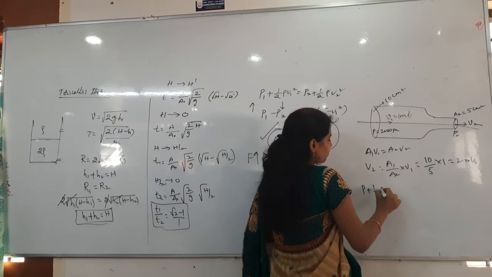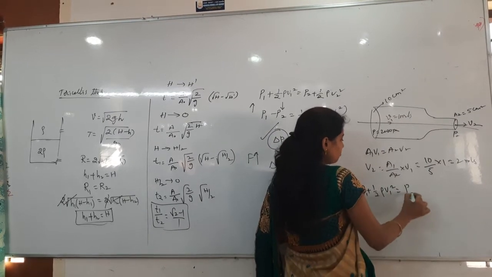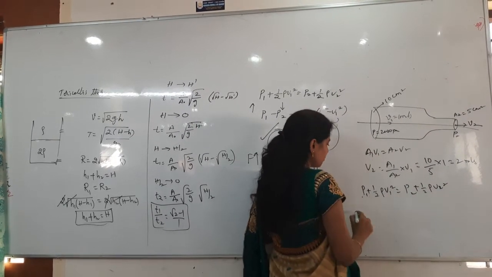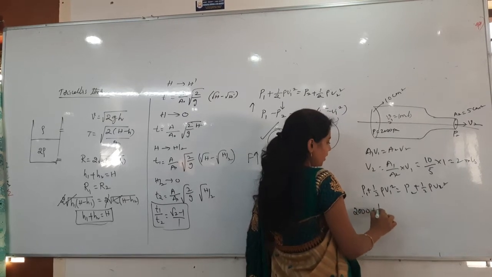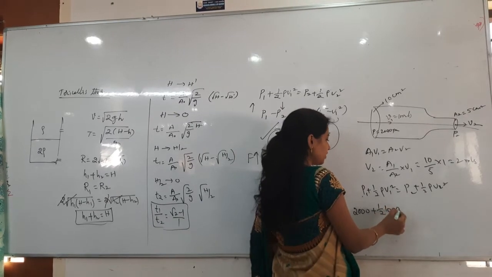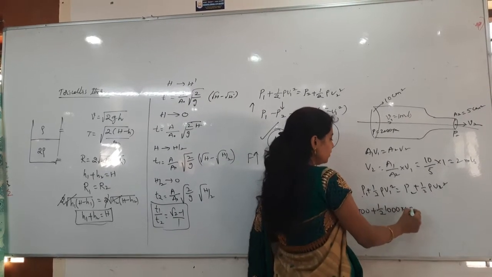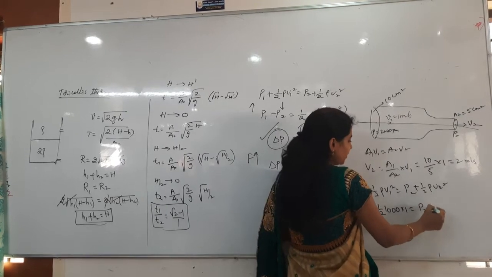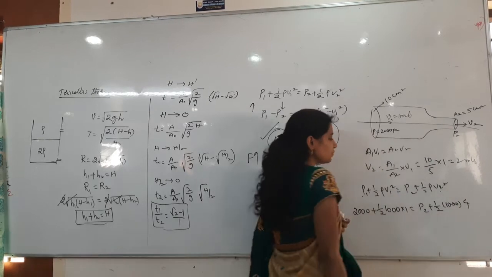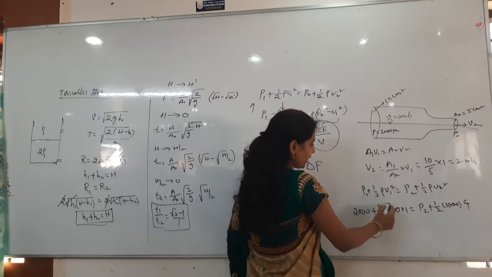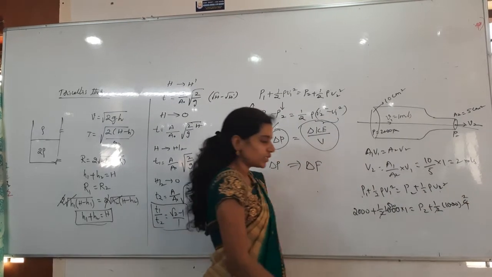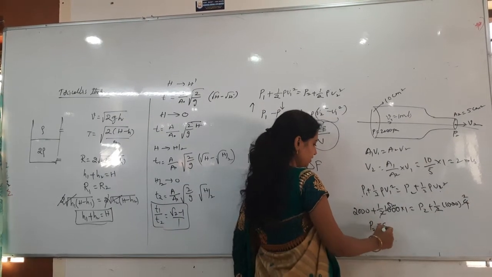Now I can apply P1 plus half rho V1 square equals P2 plus half rho V2 square. P1 is how much we got? 2000 Pascal, and then half into density of water, 1000. Water is flowing here, 1000, and V1 is 1 here. That equals P2 you have to find out, plus half into density 1000, V2 square is 4. Then this will be 500, 2500, then this will be 2000. 2500 minus 2000 gives you 500, Amma Rajeshwari.